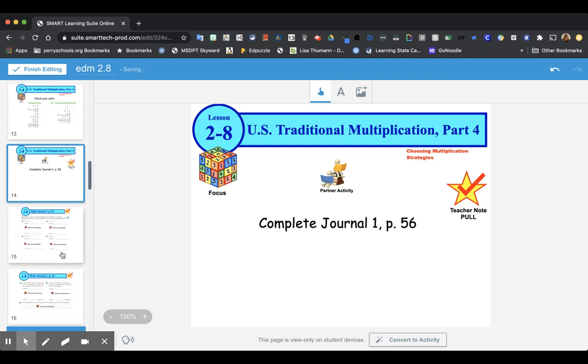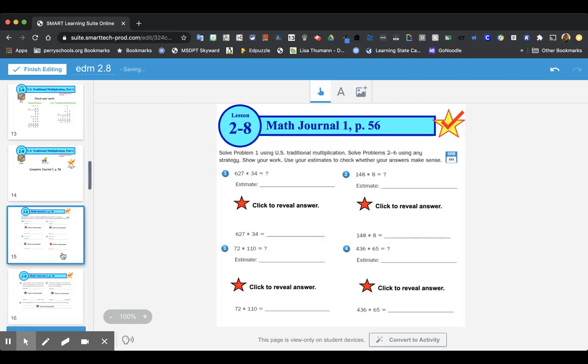So open up your journals to page 56. We got a few problems to practice here, and I'm going to do one of these with you. Notice on page 56, we still have estimating. Estimating is still a great way to start off your multiplication, no matter what method or algorithm you use, because it allows us to make sure that our answers make sense, are logical, and are reasonable.